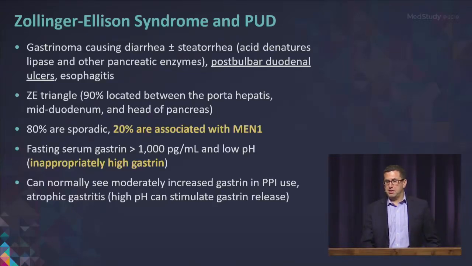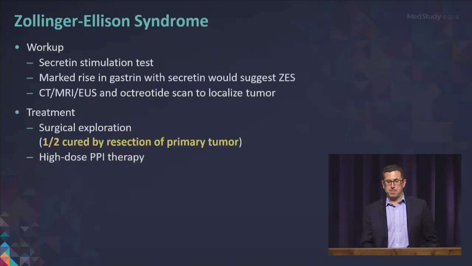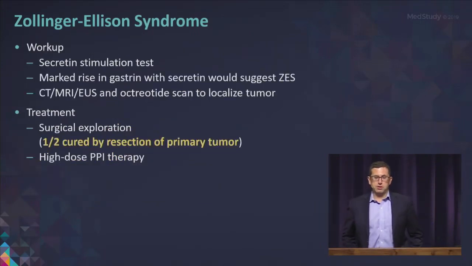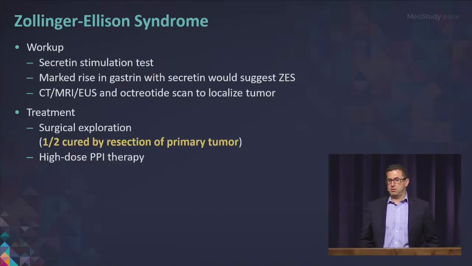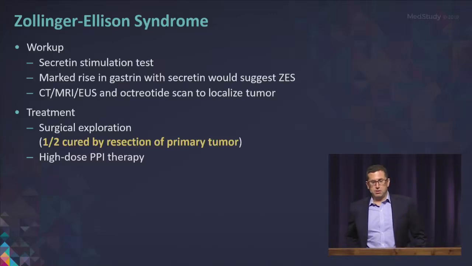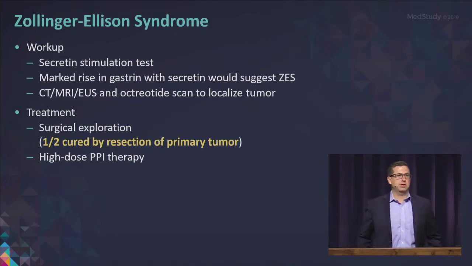And as I mentioned before, you can see moderately increased gastrin with PPI use and even atrophic gastritis like pernicious anemia, but generally it's not quite as high as in a gastrinoma. So the workup would include a secretin stimulation test. What happens here is that you see a marked rise in gastrin when you administer secretin to the patient. This would suggest ZE. You could also do a CT, MRI, or EUS, and even an octreotide scan to localize the tumor.